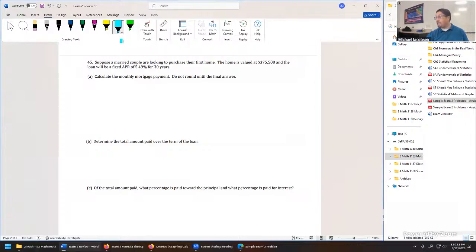First thing we want to do is identify all the moving parts. The principal that we're trying to now pay down is going to be the 375,500. So 375,500 has an APR of that percentage there. So APR will be 0.0549. The term of this loan is 30 years.